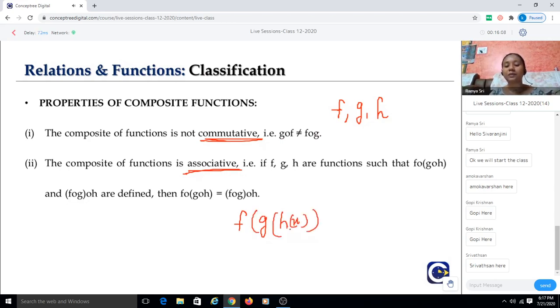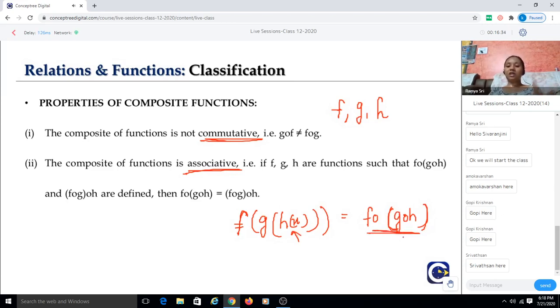So what is the typical meaning of it? First you are going to substitute the h of x function in the function g of x. After substituting and simplifying it, you have to take that function and further substitute in our function f of x. So in a simple form, it is nothing but f of g of h, right? Which means g of h is substituted in the function f.